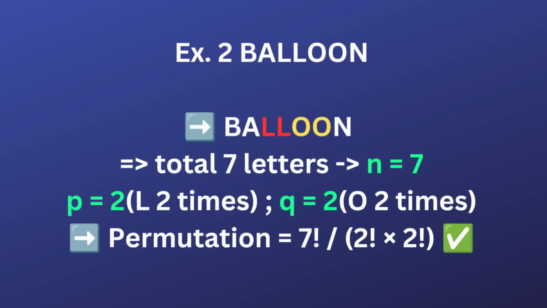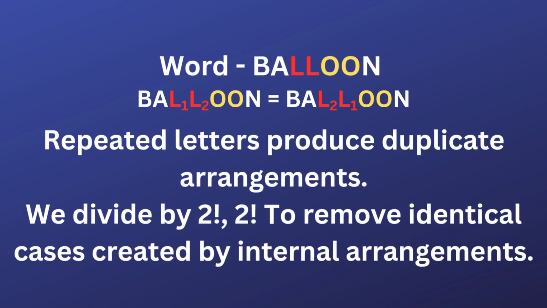Similarly, in the word balloon, there are 7 letters. L repeats twice and O repeats twice. So total distinct arrangements are factorial 7 divided by factorial 2 into factorial 2. In the word balloon, the two L's look identical. So if we swap L1 and L2, the word still looks the same. But factorial n counts those two swaps as different. So we are overcounting. To fix this, we divide by the number of ways the repeated letters can internally rearrange themselves. This removes all duplicate arrangements.